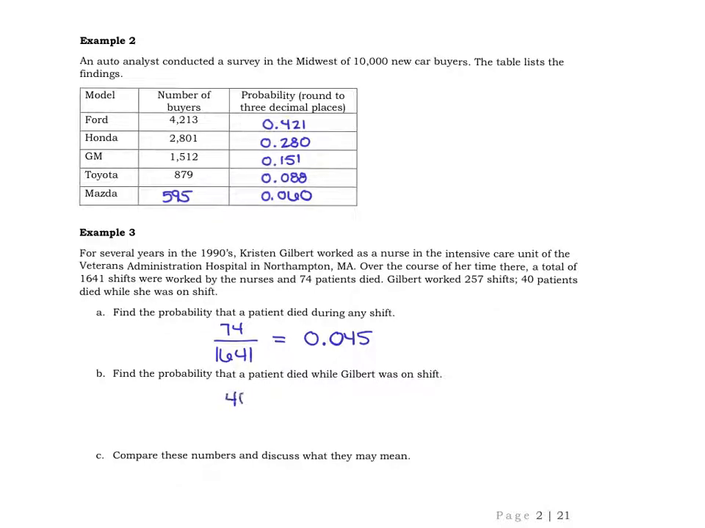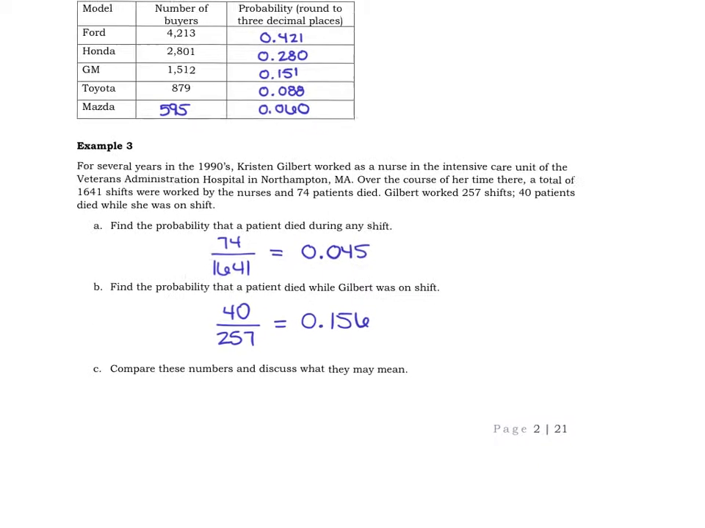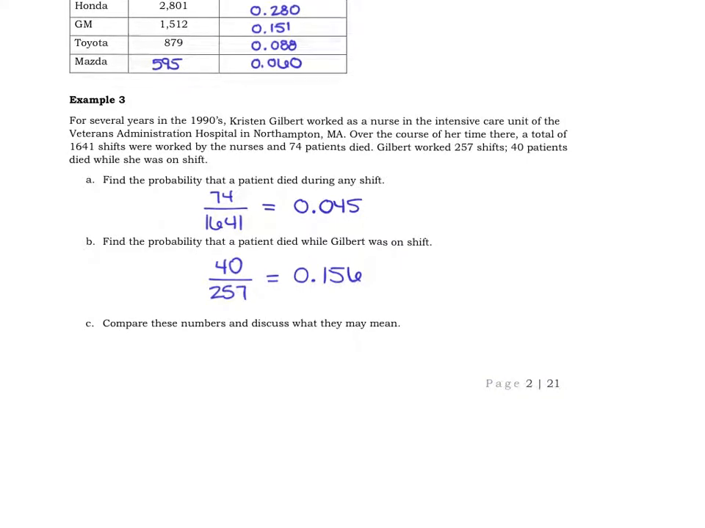What about the probability a patient died when Gilbert was working? Well, 40 people died while she was working out of 257 shifts for a probability of 0.156. Okay, so compare these numbers and discuss what they might mean. So when you look at those numbers, what goes through your head? Hopefully you are noticing that maybe you don't want to be a patient at the hospital when Nurse Gilbert happened to be working.